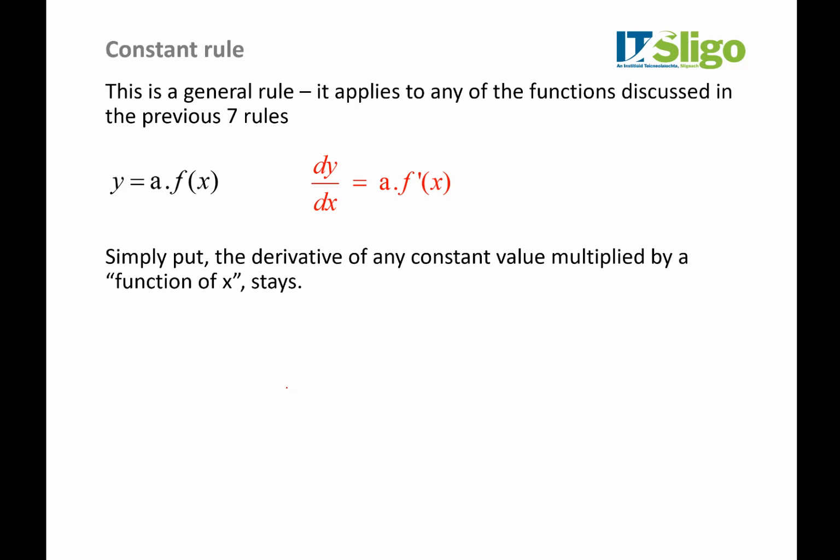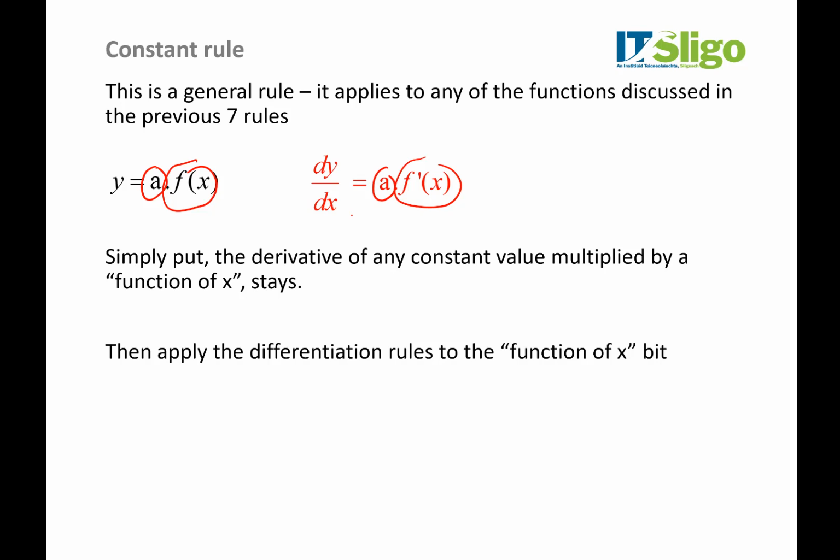So simply put, the derivative of any constant value multiplied by a function: the constant stays. I spent a bit of time trying to word that, and it still looks a bit verbose. The constant stays, and then you differentiate the function in x bit.